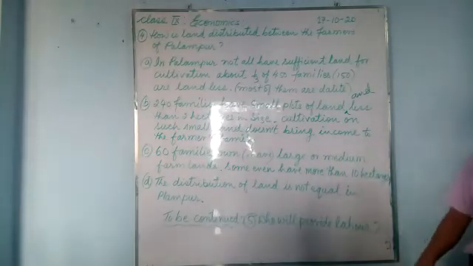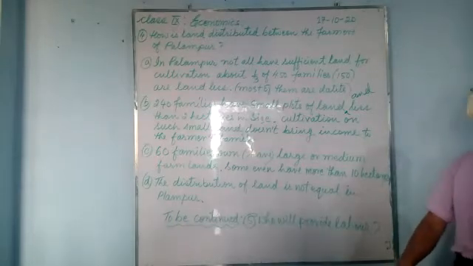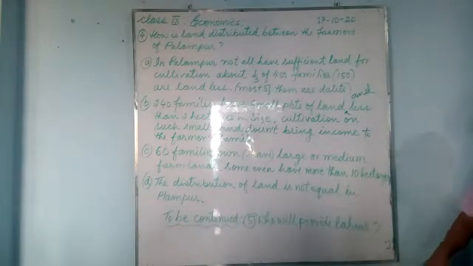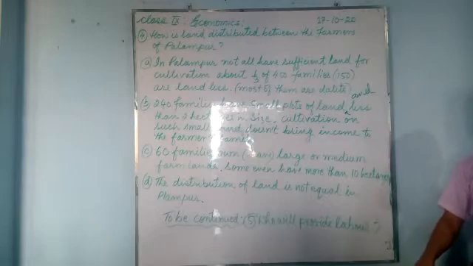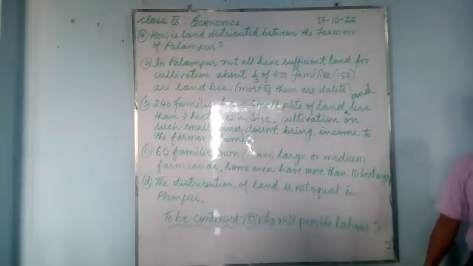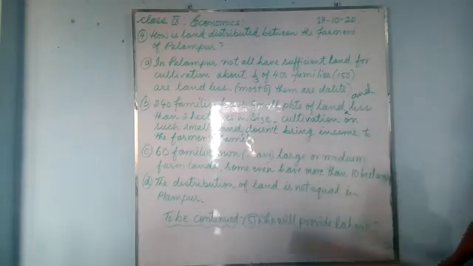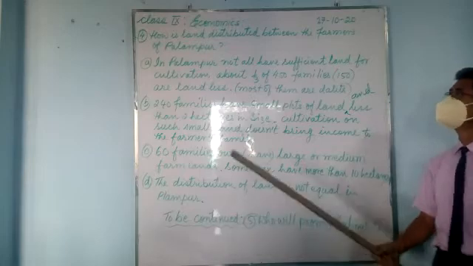Economics class. So today we are doing how is land distributed between the farmers of Palampur. So far we have learned about the composition of society, so types of people and what they work, what they do in the village, the various types of economic activities they do. Let's talk about distribution of land among the people in Palampur.